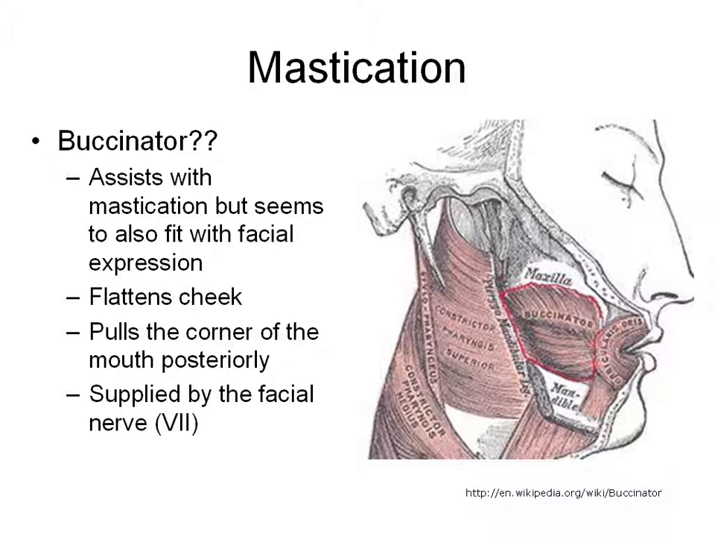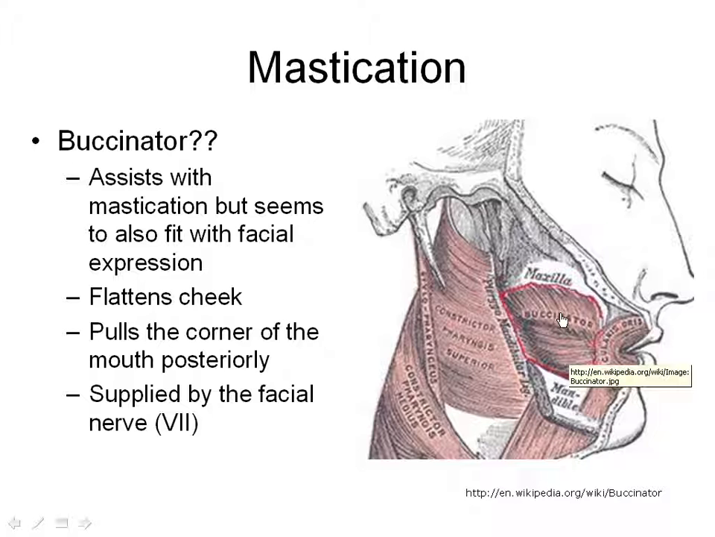The last one is the buccinator. Okay, two C's. First C is hard, the second C sounds like an S. Buccinator. It assists with mastication, so it does help you chew because the cheeks coordinate the chewing movement, but it also seems to fit with facial expression. So here's your buccinator muscle. If you were to suck in your cheeks, the part that gets sucked into your mouth is the buccinator muscle. Or if you have dimples, dimples appear right over the buccinator muscle.